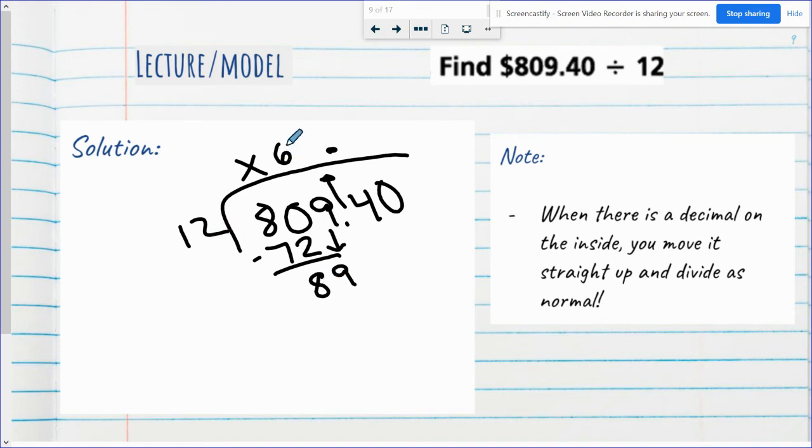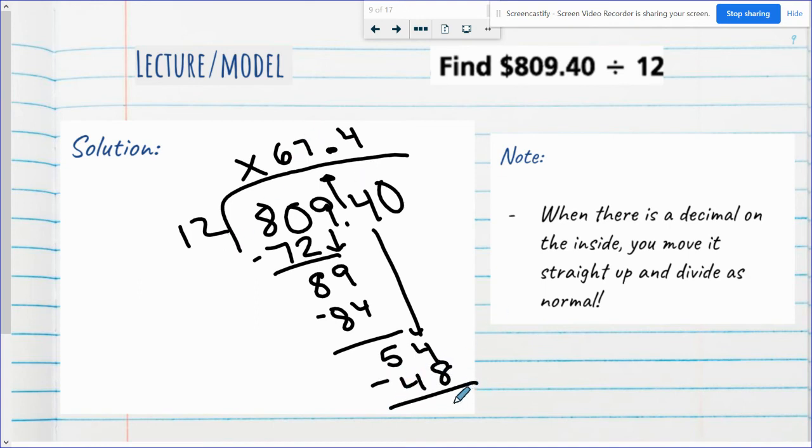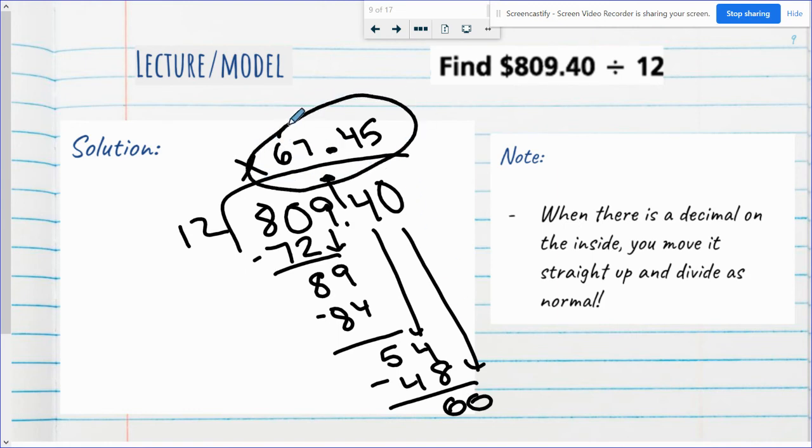12 fits into 89 7 times. 12 times 7 is 84. Subtract, you get 5. Bring down the 4. 12 fits into 54 4 times. 12 times 4 is 48. Subtract, you get 6. Bring down the 0. 12 fits into 60 5 times exactly. So our quotient here would be 67.45. Again, notice that decimal just goes straight up into the quotient, and then we just divide like normal.